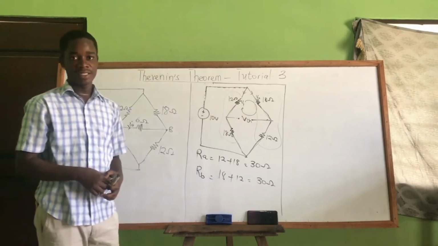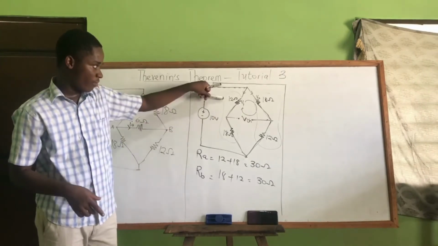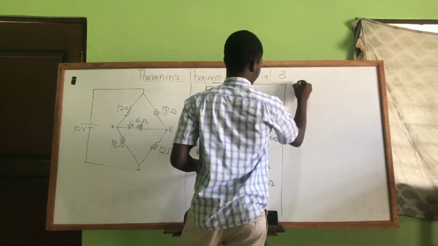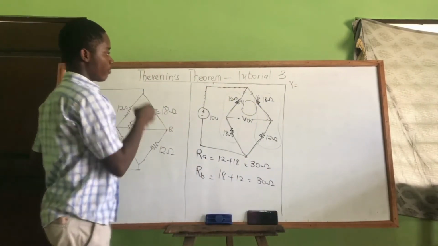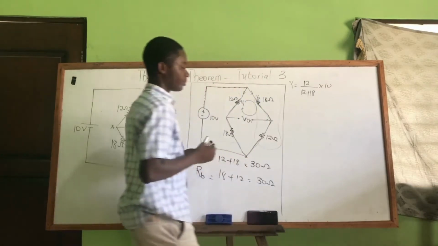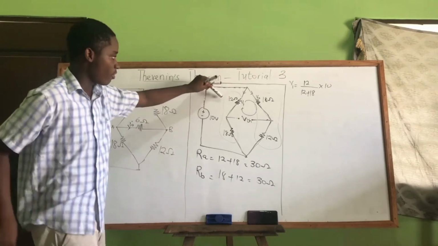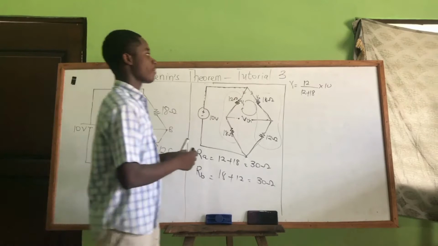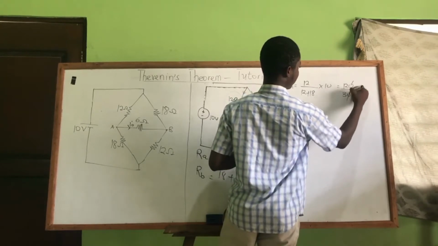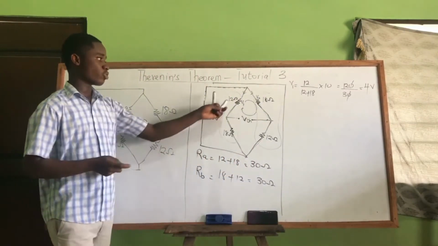We know that the 30 here is from 12 and 18 in series, so I'm going to use the voltage divider rule to get the voltage V1, that's the voltage for the 12. Don't forget the 12 and the 18 are sharing the voltage here, which is 10. So V1, the voltage for the 12 ohms, is going to be 12 over 12 plus 18 times 10. That's the voltage across the 12 ohms resistor, this one. So we have 120 over 30, and this is giving us 4 volts.